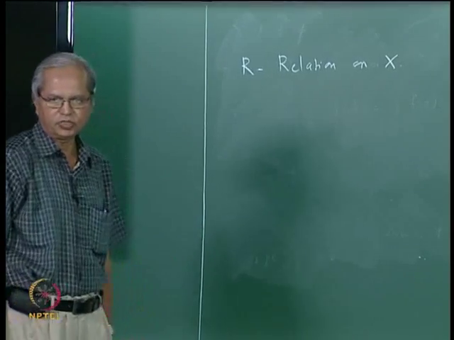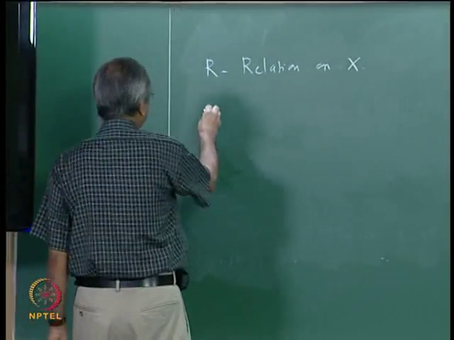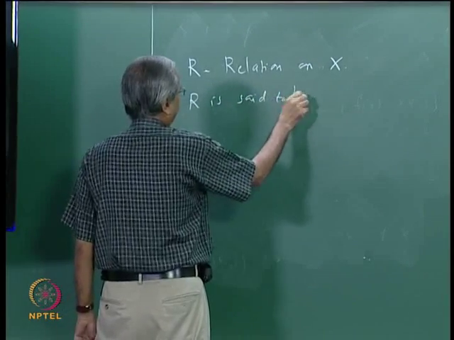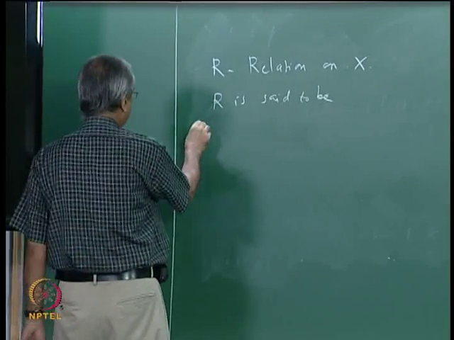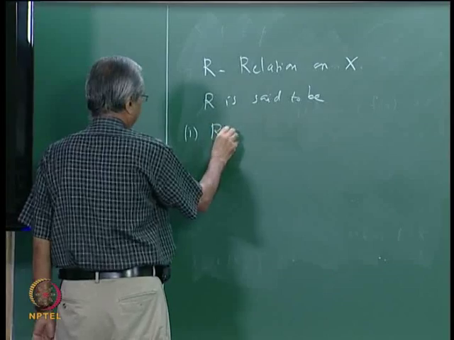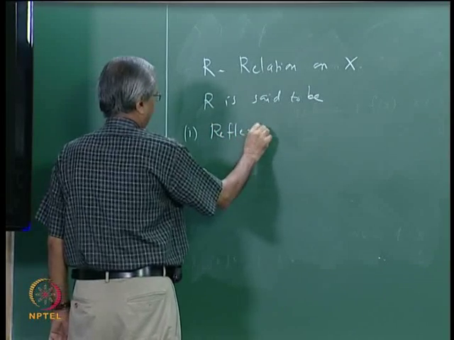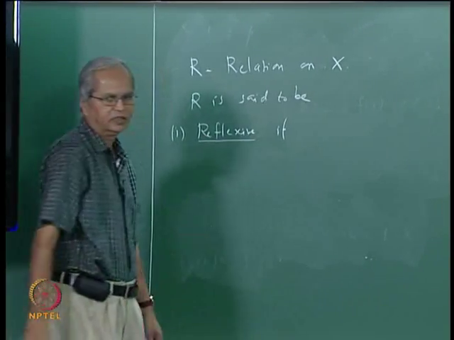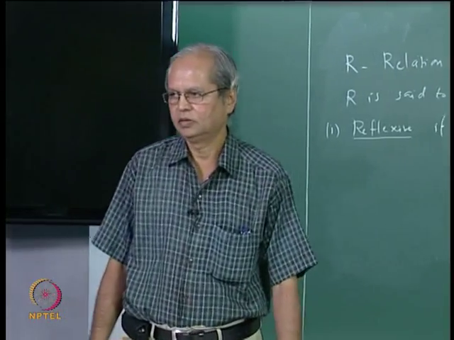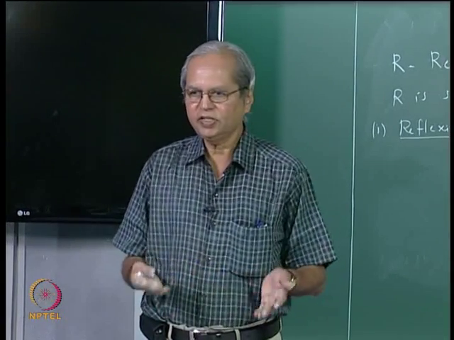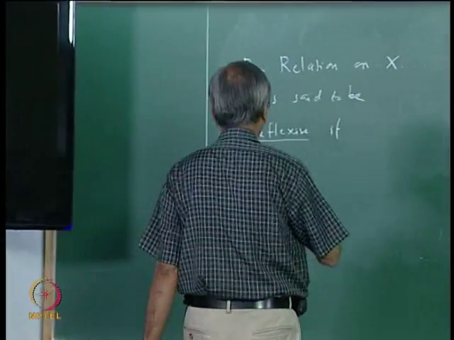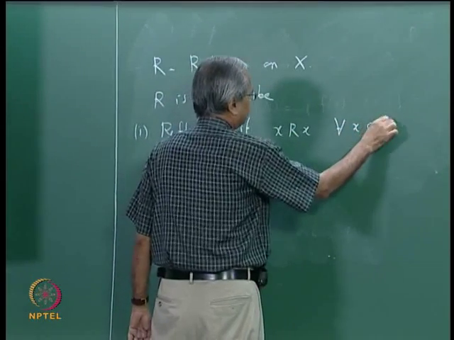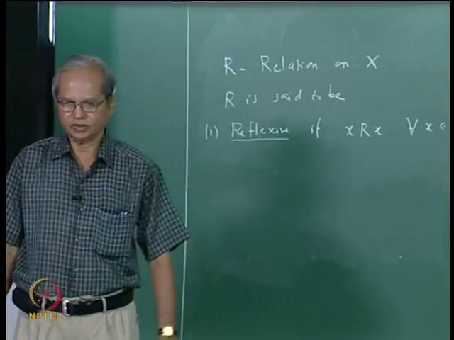Then we shall first define what these properties are and what is meant by this. The first property, as you would have heard of, I am sure, is reflexive. R is said to be reflexive if each element is related to itself under the relation. That is, x R x for every x in X.